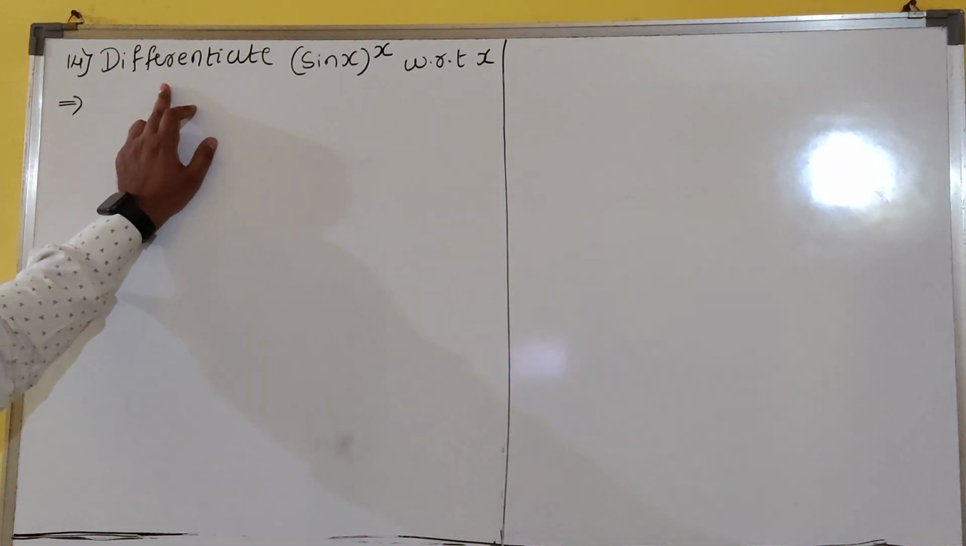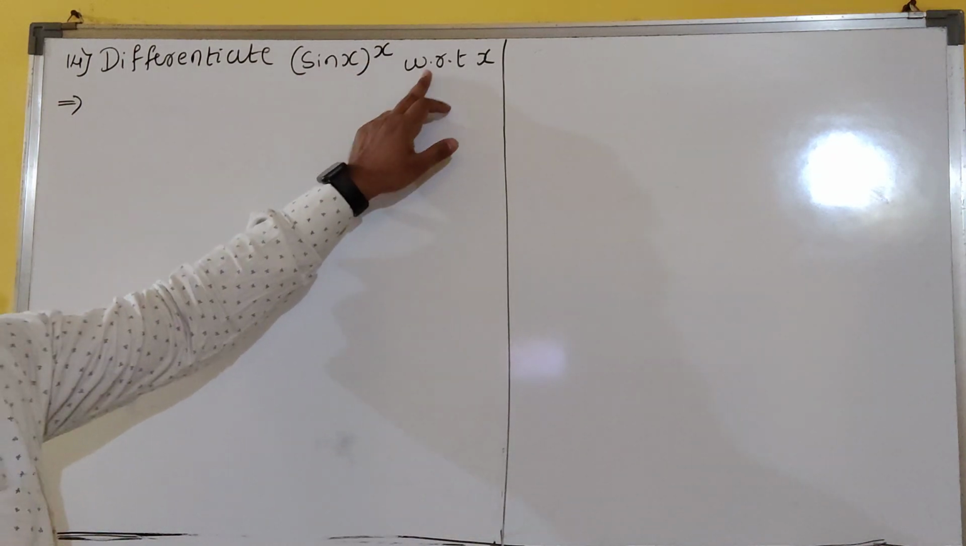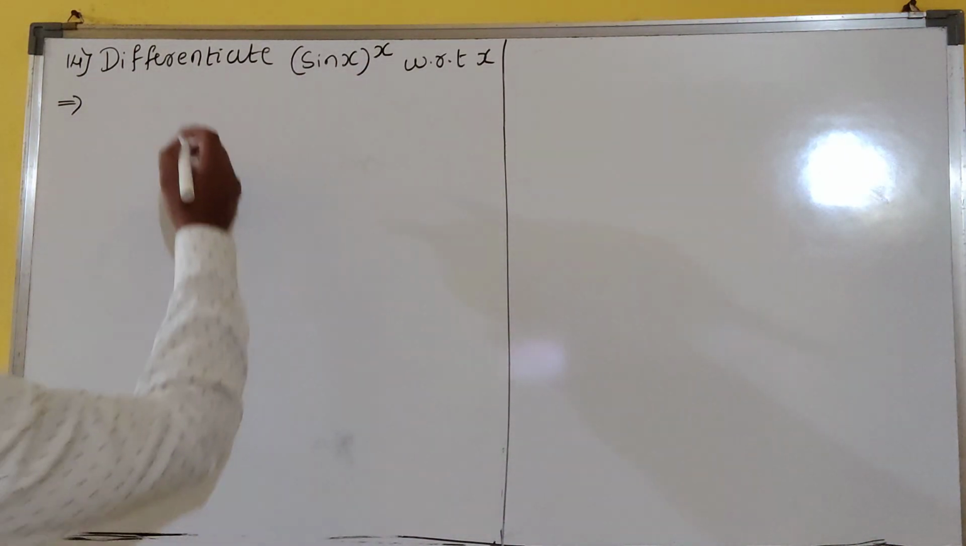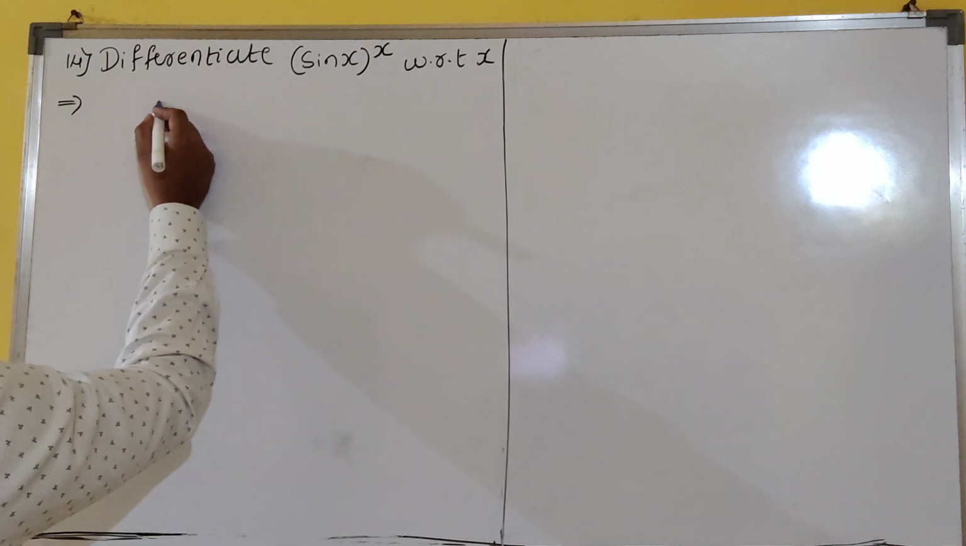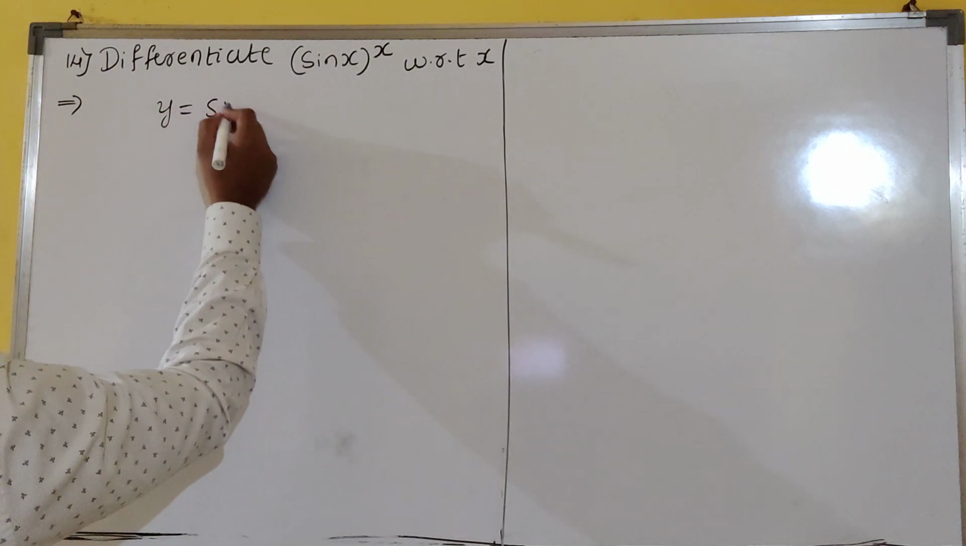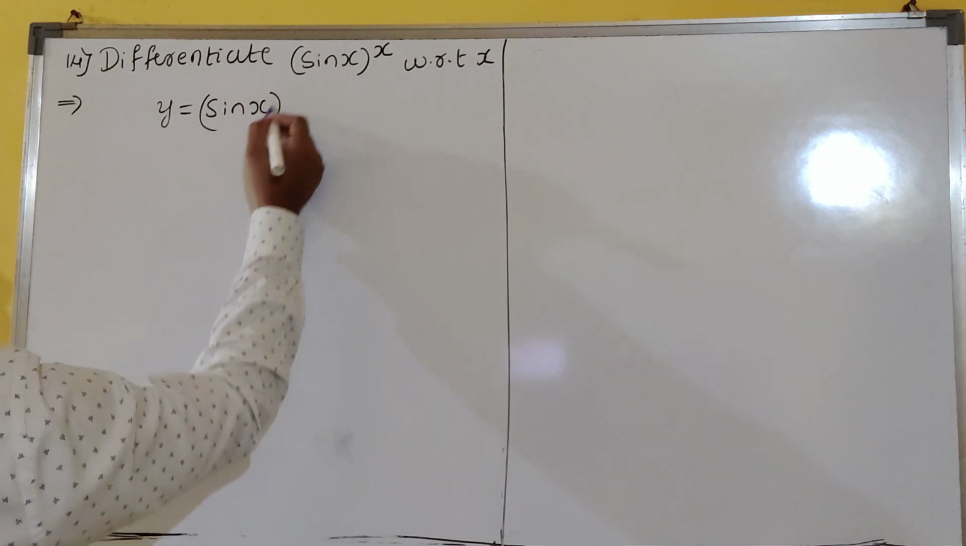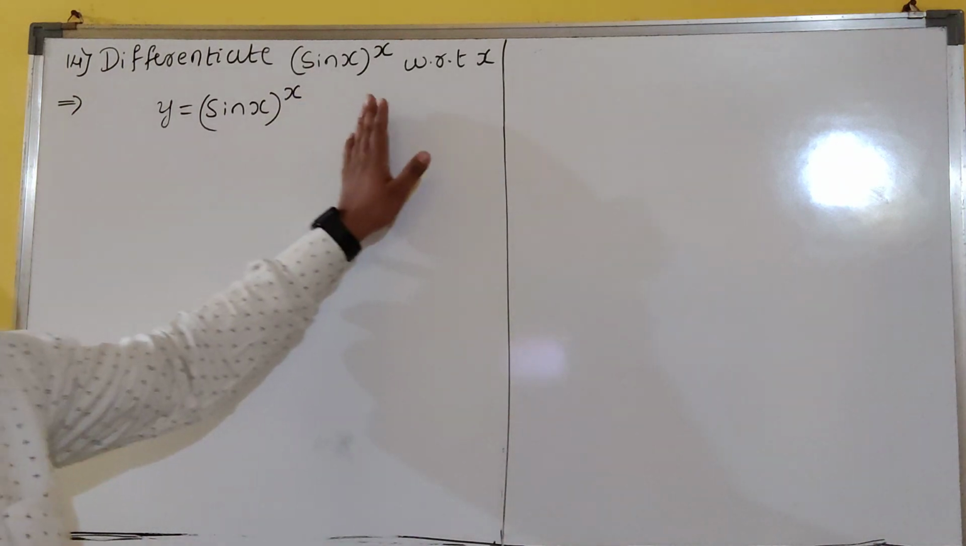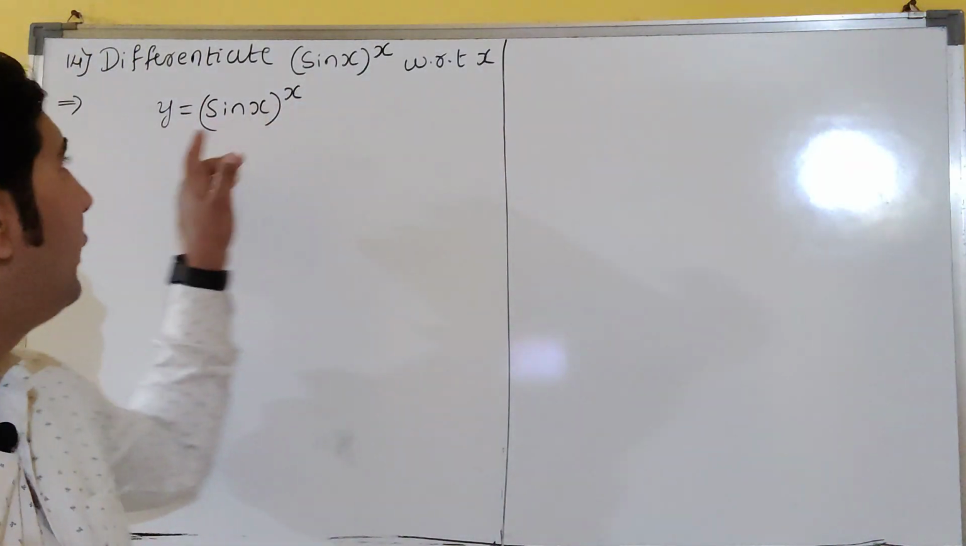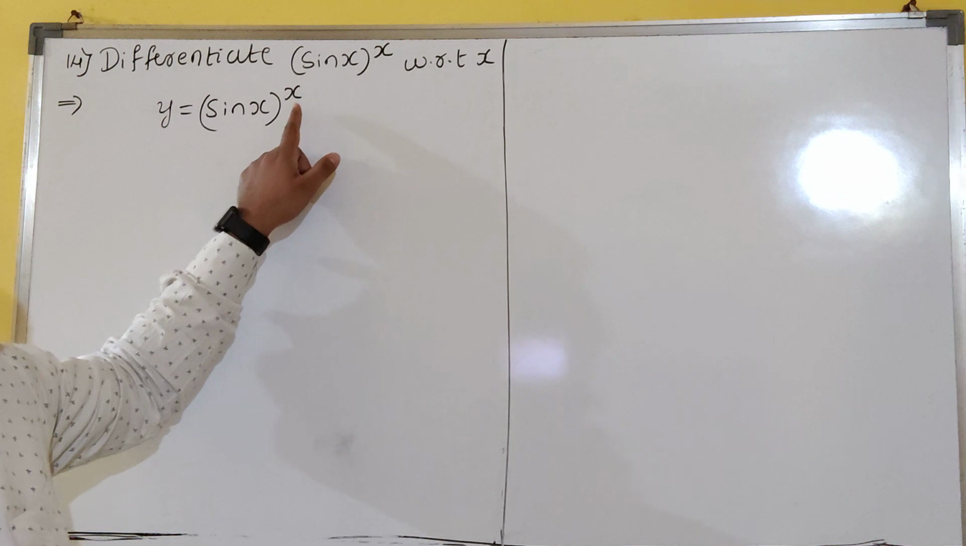So next is what? Differentiate sin x raised to x with respect to x. So now first you give the name for this. y is equal to what? Sin x raised to x, dear students. We have to give the name for the given function. So we have given y is equal to sin x raised to x.